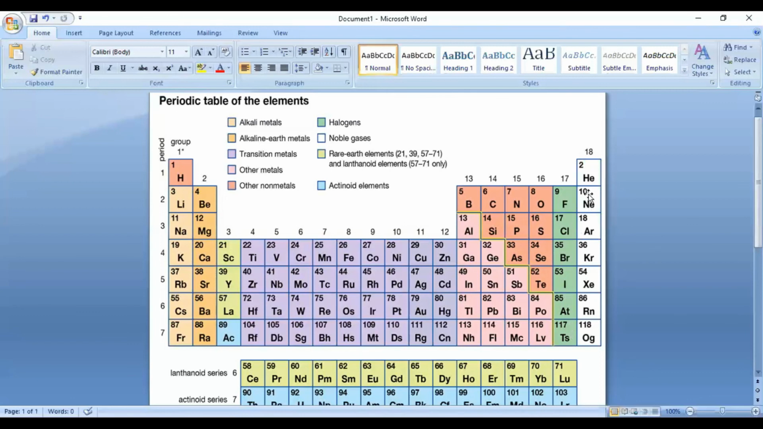Now coming to the last one, those are the noble gases. We call them noble gases, inert gases. They include helium, neon, argon, krypton, xenon, radon, and oganesson. These are called the inert or noble gases.